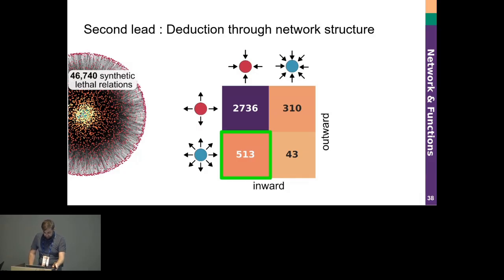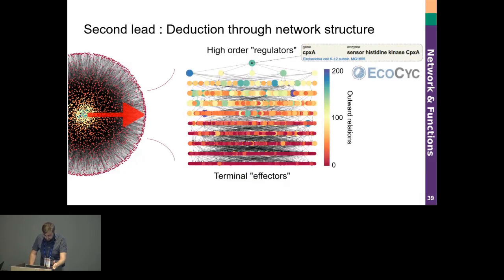Based on this, I hypothesize that genes with more outward connections are more likely to be higher up the regulatory hierarchy. To test this, I selected the key regulator CpxA, a well-known high-order regulator involved in membrane stress sensing. I then traced five outwardly connected genes from it, and then the downstream targets over several rounds.